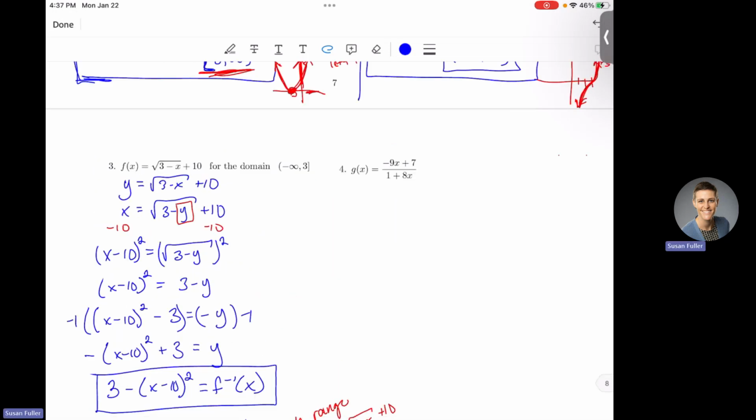And then finally, the last one that we have here, number 4. I just kind of want to go through the algebra with this one. So replace g of x with y all over 1 plus 8x. And now we're going to switch x and y. Y becomes an x, x becomes a y. And make sure you switch all of your x's to y's.